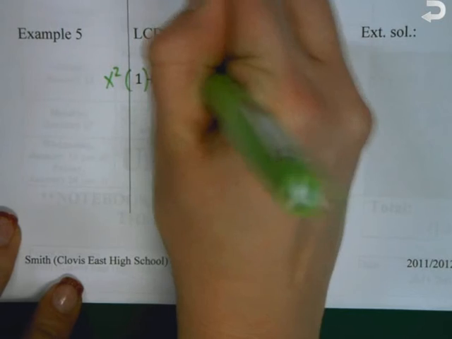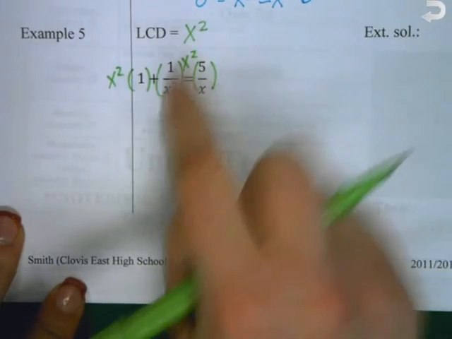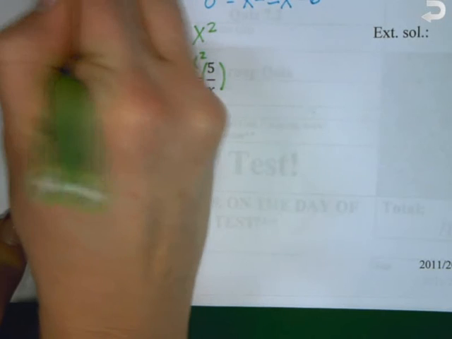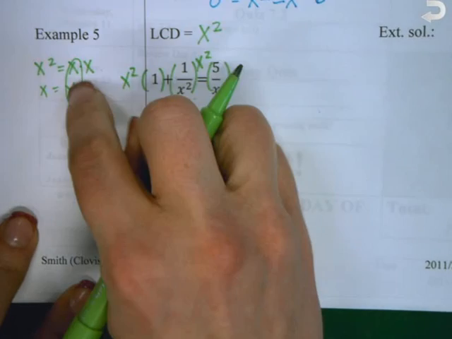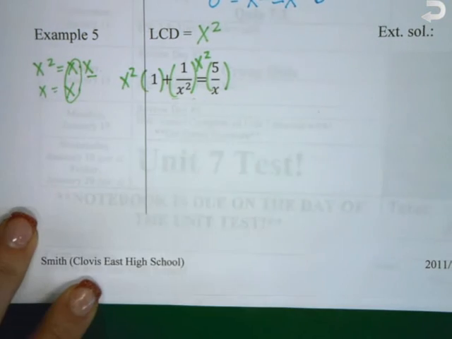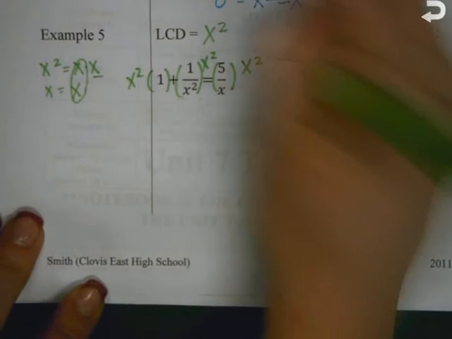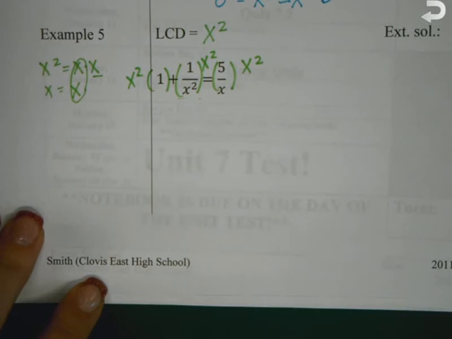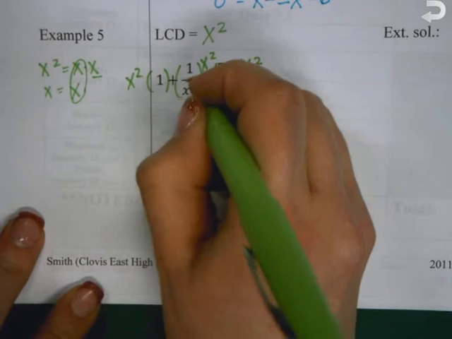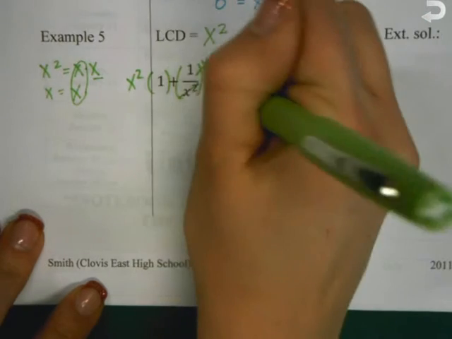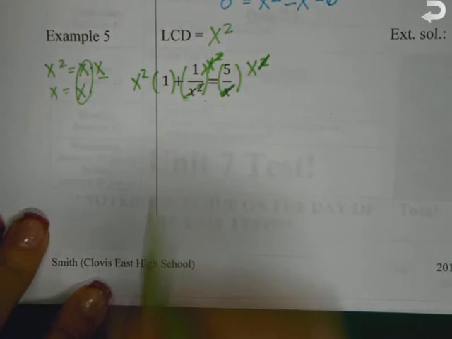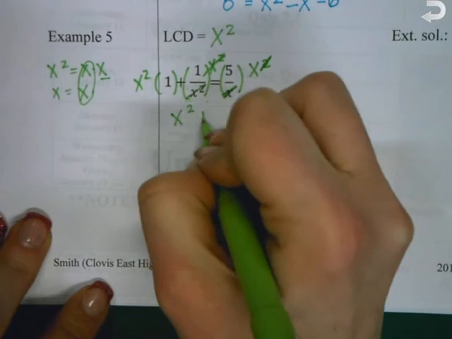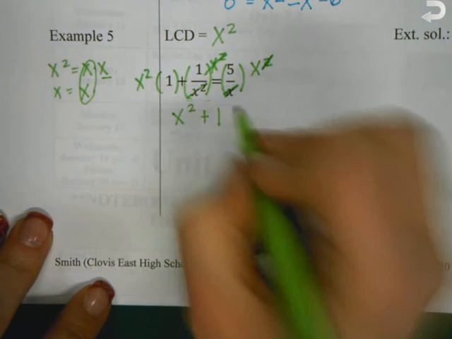And x squared here. Okay, so what cancels? X squared and x squared cancel. And that x cancels with one of those x's. So we are left with x squared plus 1 equals 5x. Okay, so this looks not too bad, right? Let's subtract 5x from both sides. That's going to give me x squared minus 5x plus 1 equals 0.